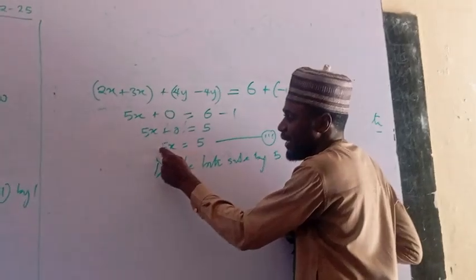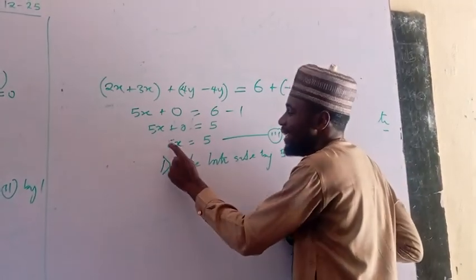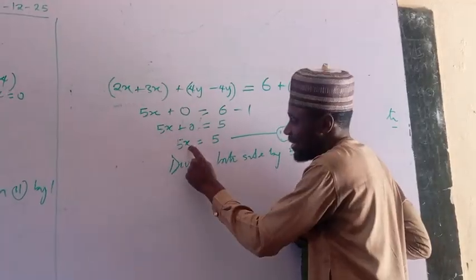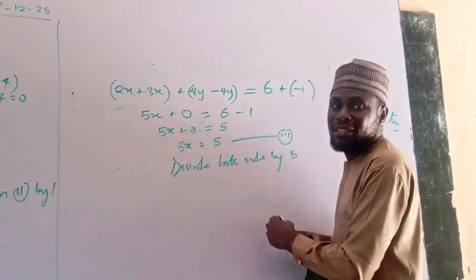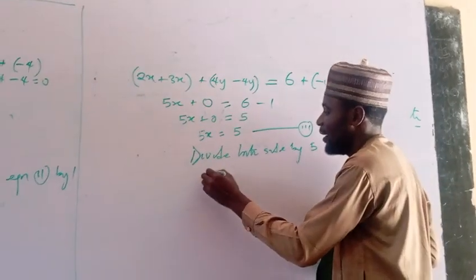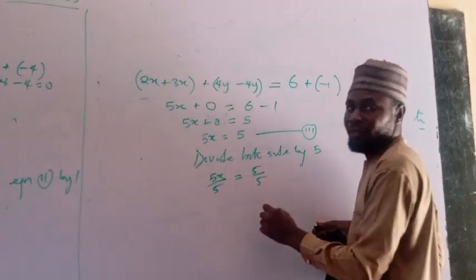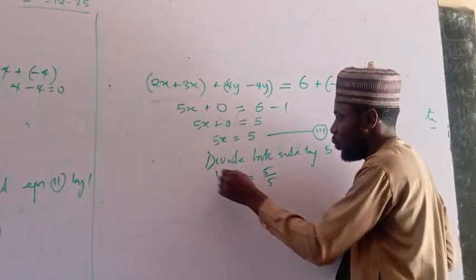Amma da ce 2 ne yana tare da x a nan, zai ce divide both sides by 2. Idan 3 ne na tare da x a nan, zai ce divide both sides by 3. In 4 ne na tare da x a nan, zai ce divide both sides by 4. So if I divide both sides by 5, I will have 5x divided by 5 is equal to 5 divided by 5. Now, 5 divided by 5 is 1.